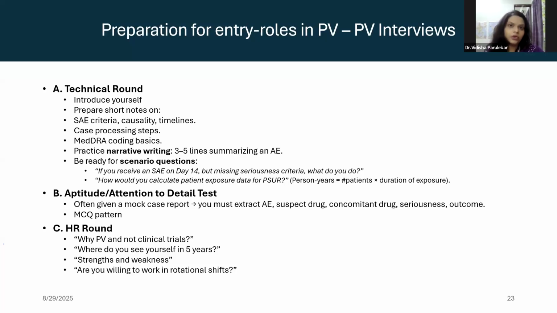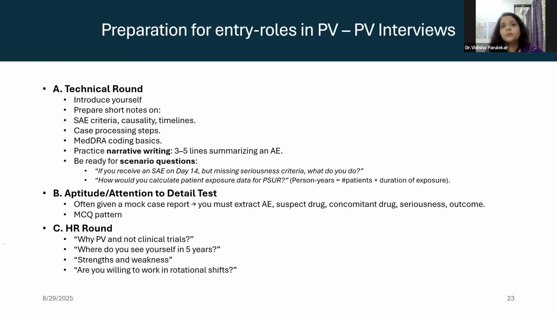Then you prepare short notes related to seriousness, causalities, timelines, or whatever is important in PV concepts, so that you can revise them at the last minute. Then you can practice narrative writing skills, such as 3 to 5 lines of summarization.